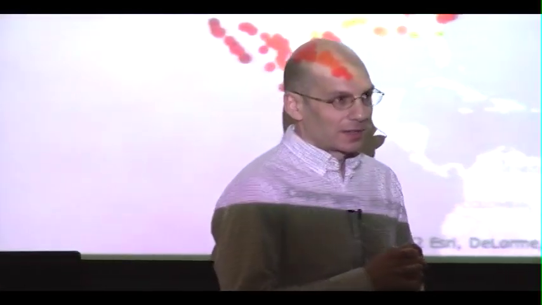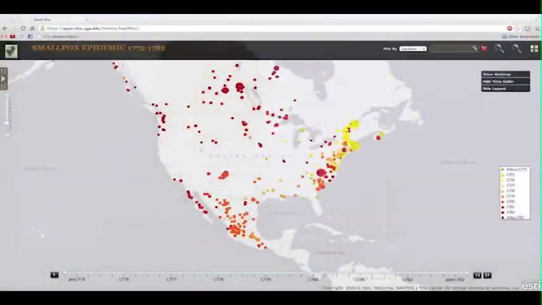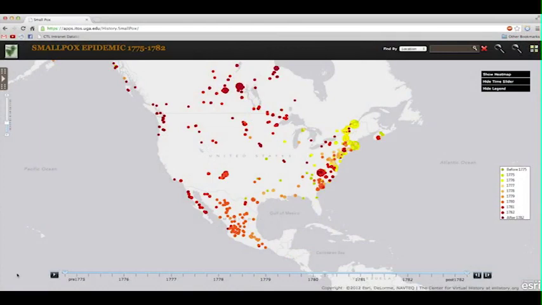So what you see here is a map of the smallpox epidemic, which sweeps through North America in the 1770s. And what we did, with the assistance of Elizabeth Fenn, who wrote just a tremendously fascinating book about this epidemic called Pox Americana. Is anyone familiar with that? Yeah, just a great book.